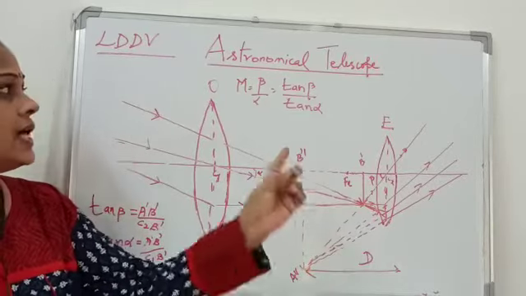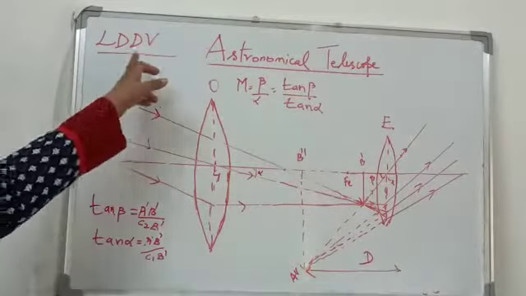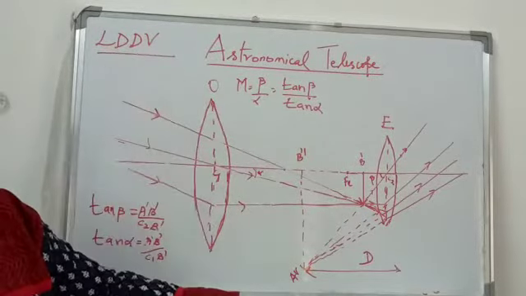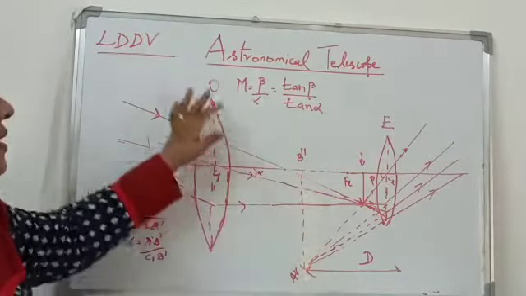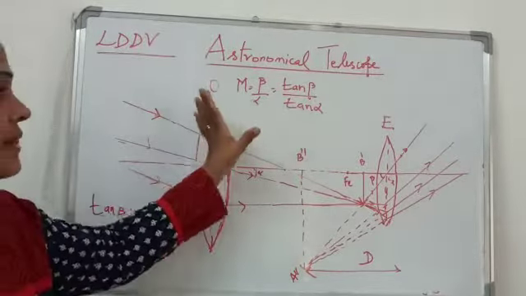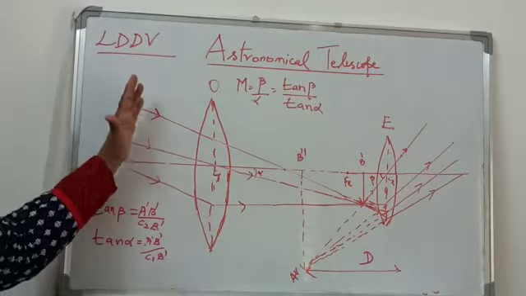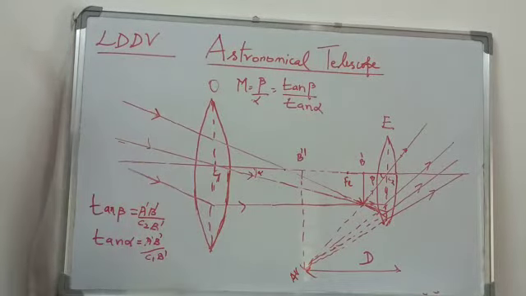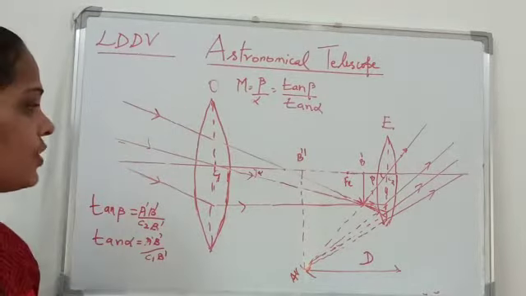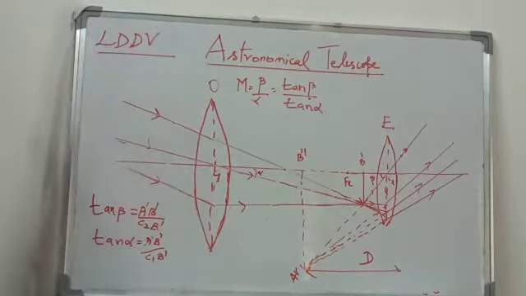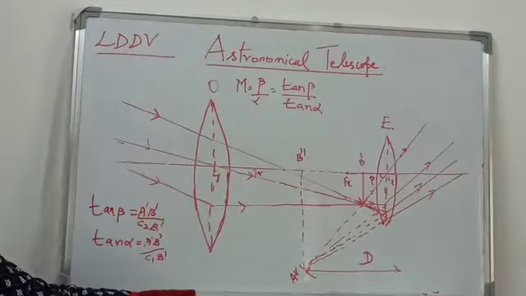Next we'll see about the astronomical telescope when the final image is formed at LDDV, that is at least distance of distinct vision. Now again you can see in this figure, this is the objective lens of large focal length and aperture, eye lens of short focal length and aperture. Of course the object is at an infinite distance, so parallel rays of light from the object after refraction through the convex lens, since the object is at infinity, image is formed at the focus of this objective lens.